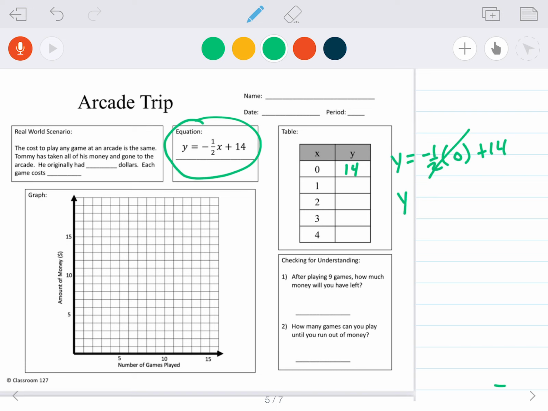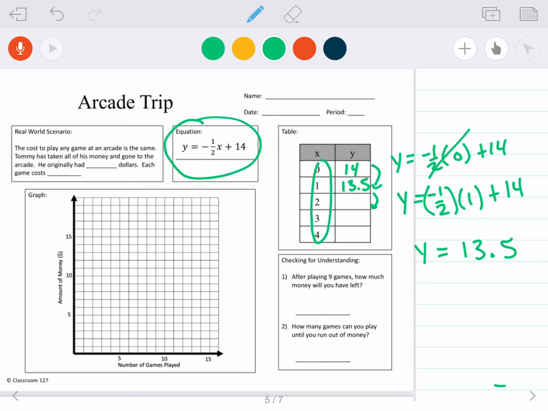The next value is x equals 1. So we have negative 1/2 times 1 plus 14. So that's 14 minus 1/2, and that's going to be 13.5. Okay, so that's 13.5. And what you're going to find is that we're going to be decreasing.